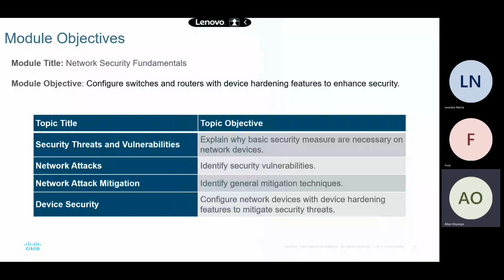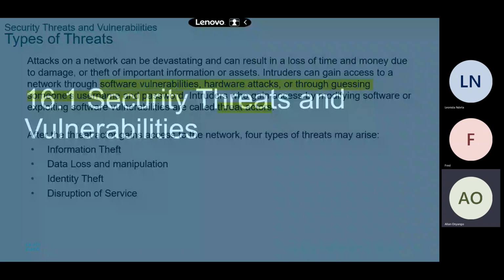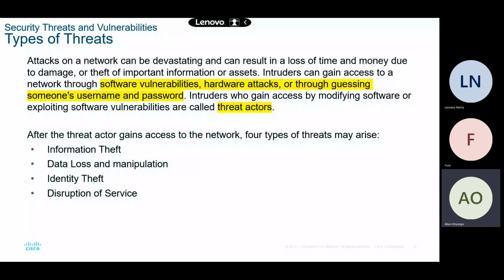And it's important. One of those things we'll talk about is SSH. And so we learn how to configure both routers and switches with this security enhancement. And so to start us off, we have what is called threats and vulnerabilities.